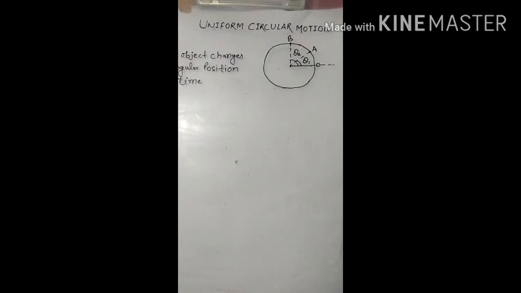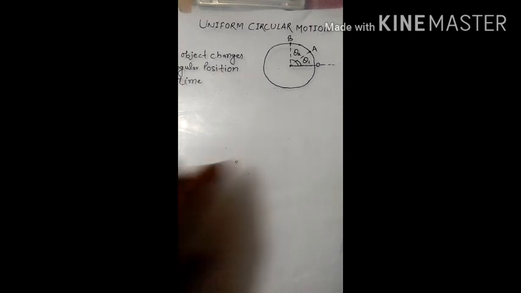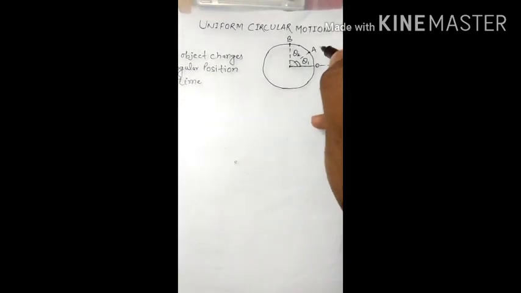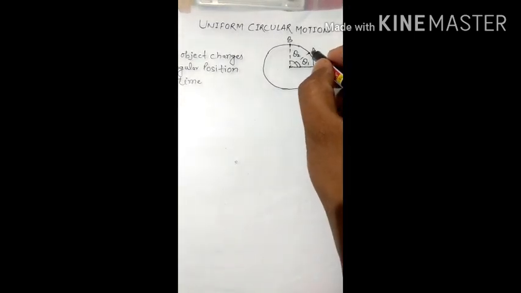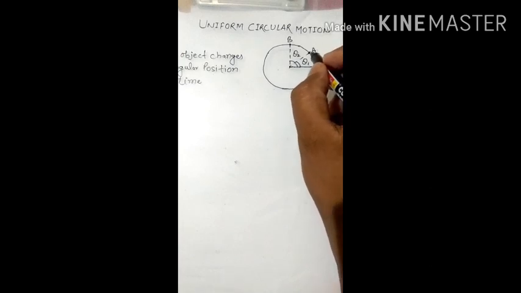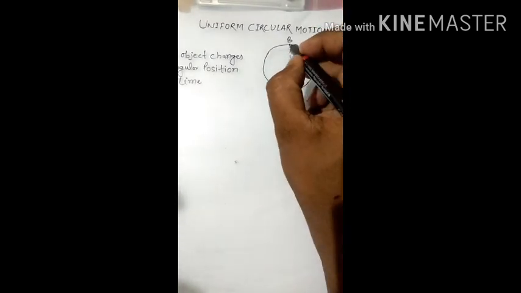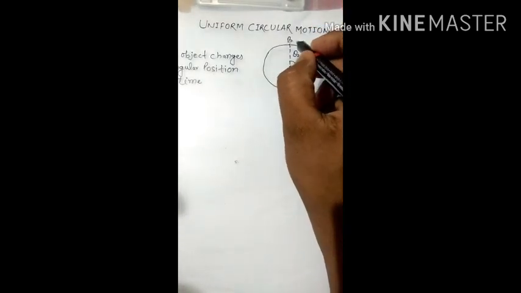Today we will discuss uniform circular motion. First of all, we have to understand what circular motion is. Here is the diagram. In this diagram, an object or a point particle is presented initially at point A. After some time, it changes its position to point B.